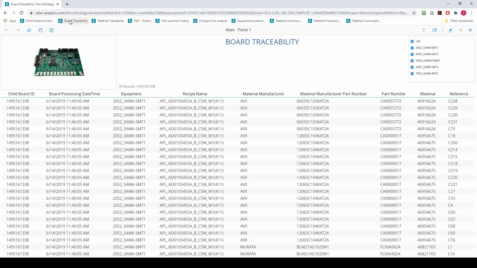Next is the sample board traceability report, showing all components assembled on a product. The report shows the serial number that was queried, the time each component was assembled, the equipment or station the component was assembled on, the recipe running at the equipment, the manufacturer of each material, the material part number, the material unique ID, and the reference designator to which the material was attached. The material ID will link to a material traceability report, which shows all products built with a particular material.